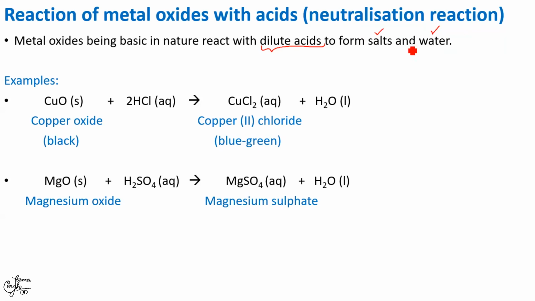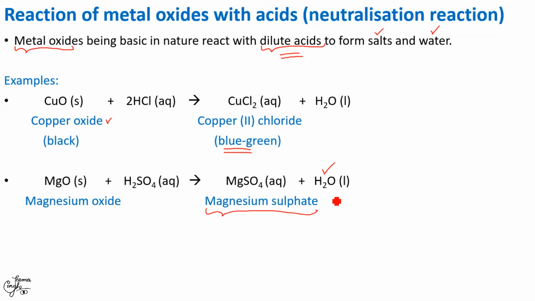Some examples of metal oxides reacting with dilute acids are reaction of black color copper oxide with dilute hydrochloric acid to give blue-green colored copper chloride or cupric chloride. Similarly, white color magnesium oxide reacts with dilute sulfuric acid to give rise to magnesium sulfate salt and water as products.